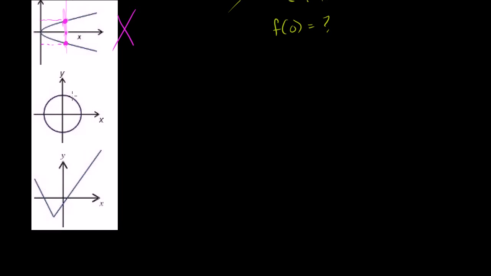Over here, same thing. You draw a vertical line right there. You're intersecting the graph twice. This is not a function. You're defining two possible y values for one x value.